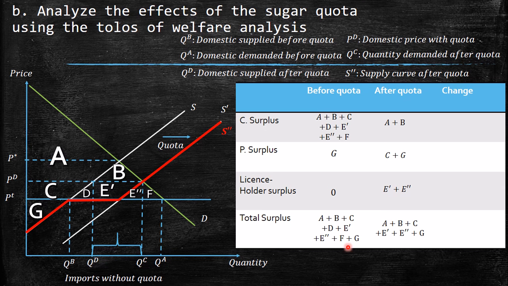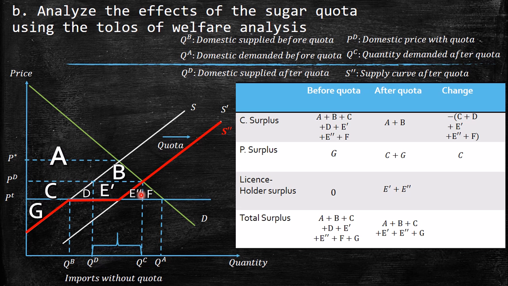So after the quota, again you will have these two triangles, D and F, because as you notice this is taken by nobody. So here is the change. Consumers are really affected because of that. They lost all this part. C is transferred to the producers, D is considered a dead weight loss, as is F, and this E prime and E2 prime is going to be transferred to license holder surplus.